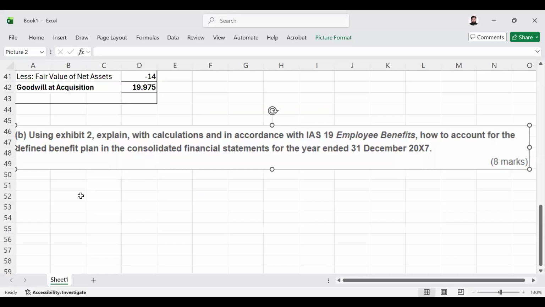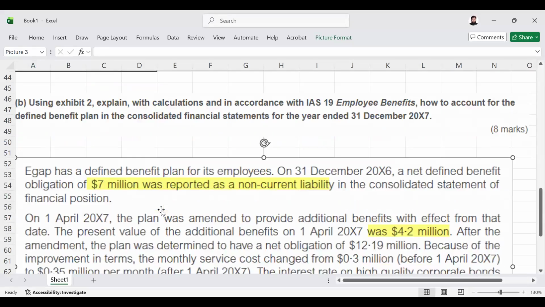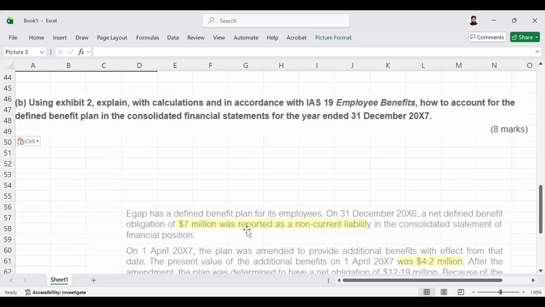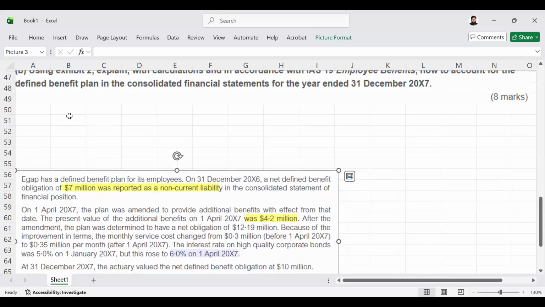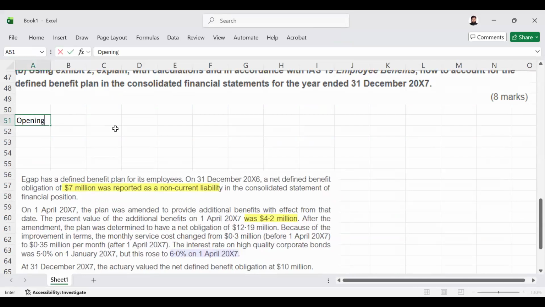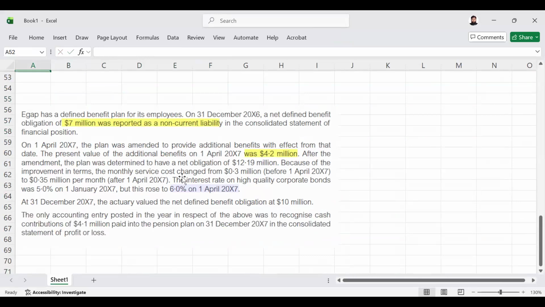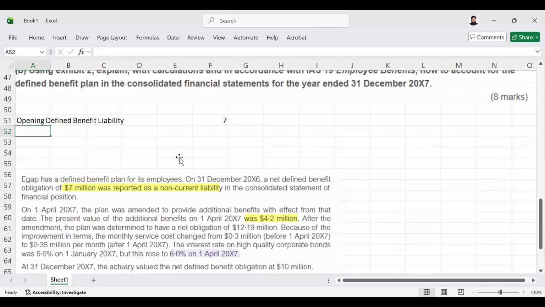So the requirement is, using the exhibit, to explain with calculations in accordance with IAS 19 how to account for the transaction under IAS 19 Employee Benefits in the consolidated finances. So the opening defined benefit liability is 7 million. Now what actually happens is that on 1st April, the plan was amended to provide additional benefits with effect from that date. The present value of the additional benefit was 4.2 million.